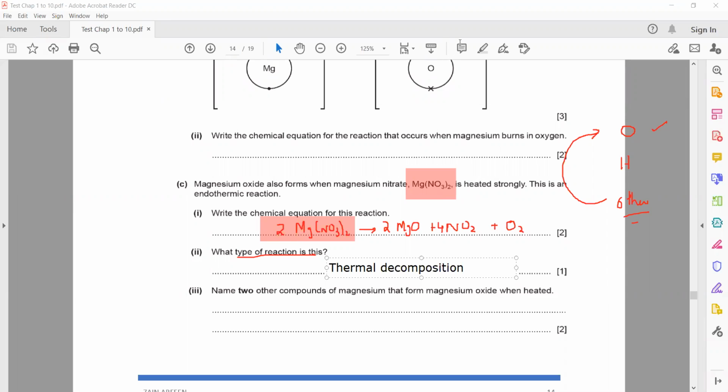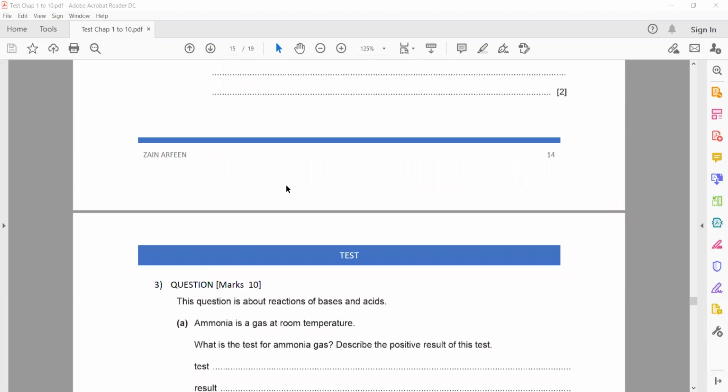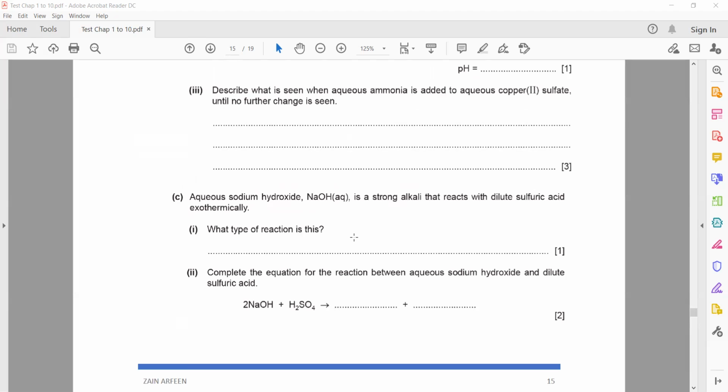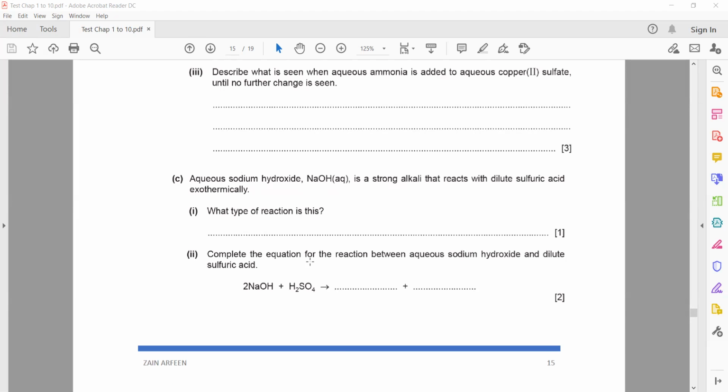Question 3C2. Complete the equation for the reaction of sodium hydroxide with dilute sulfuric acid. This is a neutralization reaction when alkali and acid are reacting. Sodium will take the position of hydrogen, so it will form sodium sulfate. What is the formula for sodium sulfate? Sodium is group 1 and sulfate has a valency of -2. So the formula of sodium sulfate will be Na2SO4.